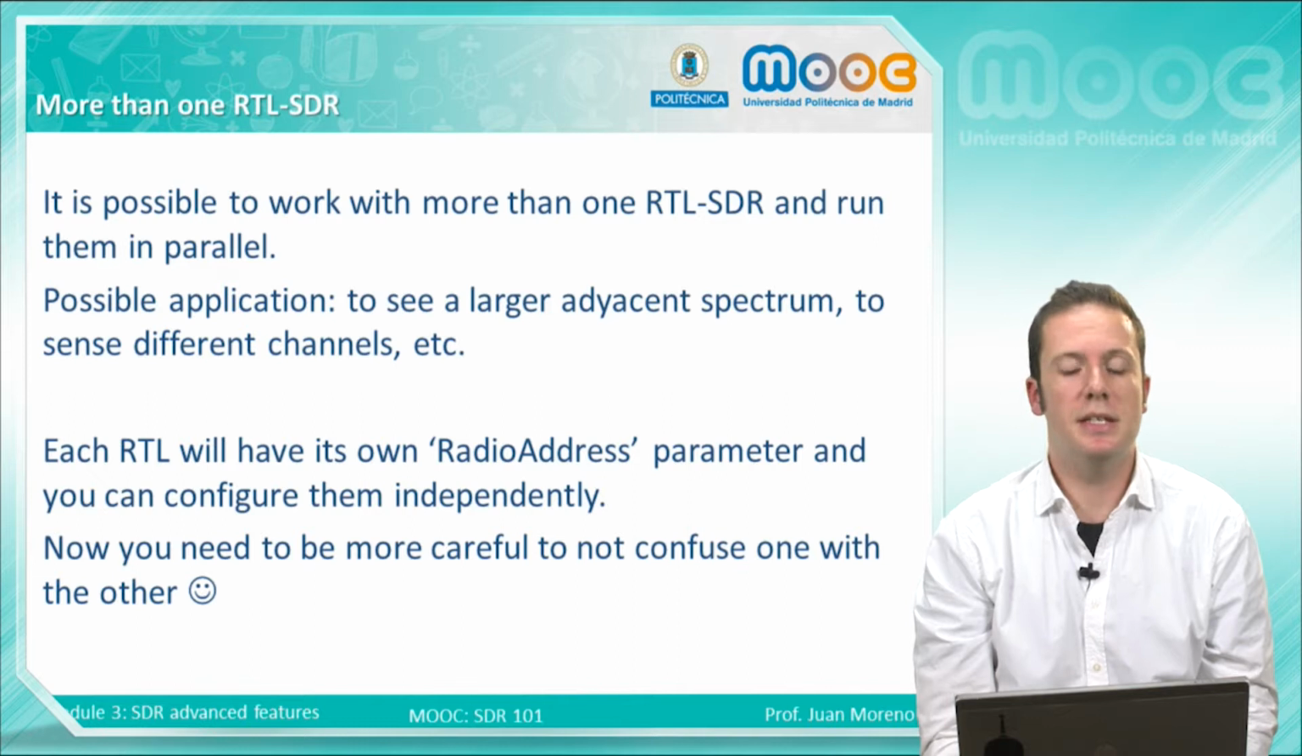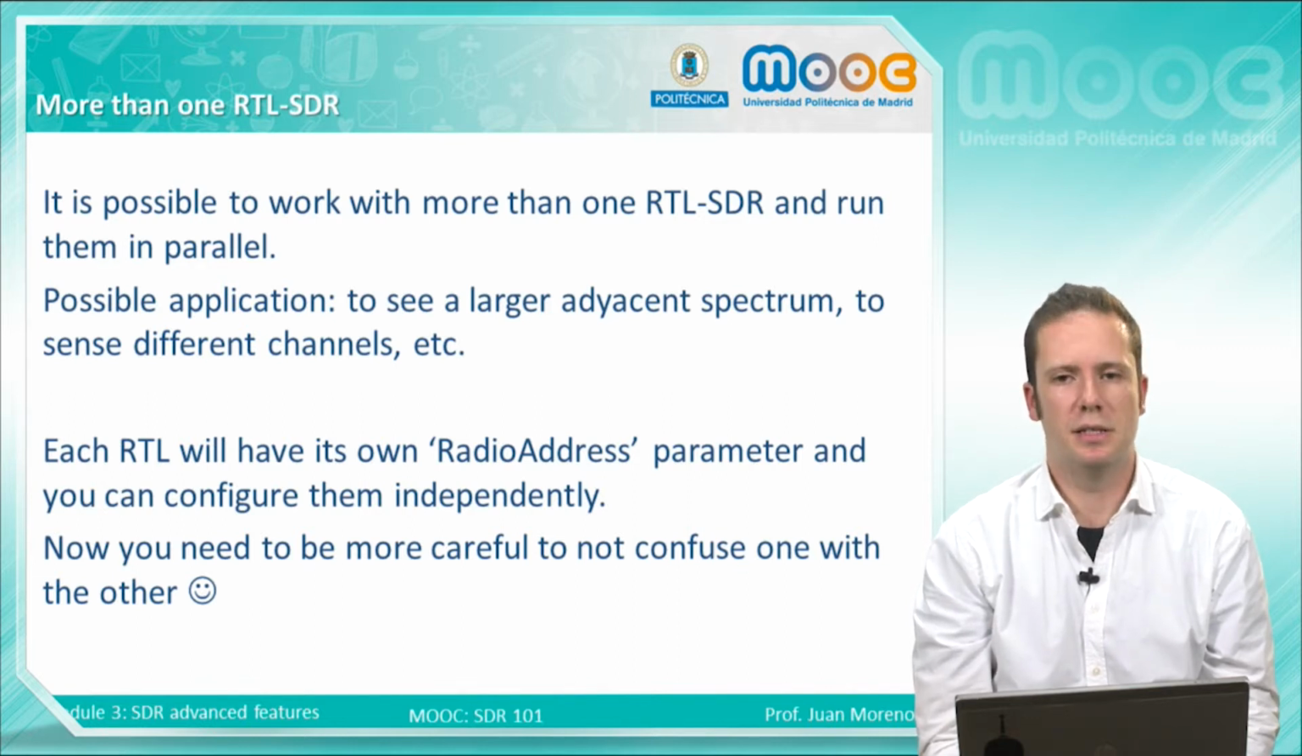Each RTL will have its own radio address, and this parameter will let us distinguish one RTL from the other. So you can, and you must, configure each RTL independently, setting to each one of them its own parameters. But now you will need to be more careful to not confuse one with the other.